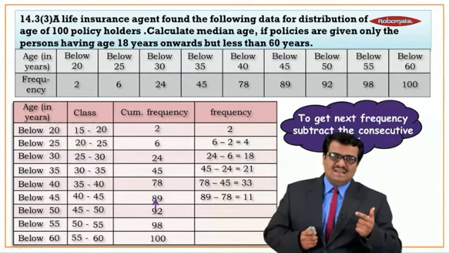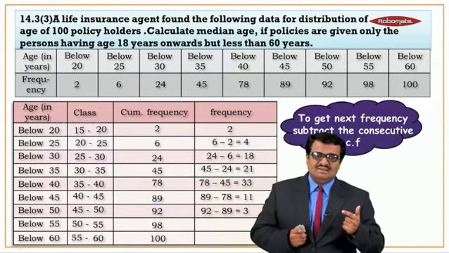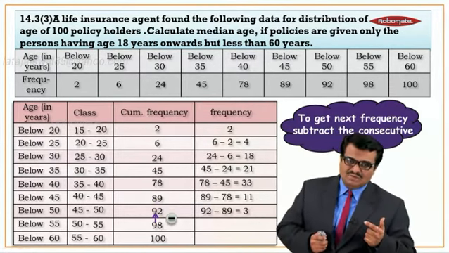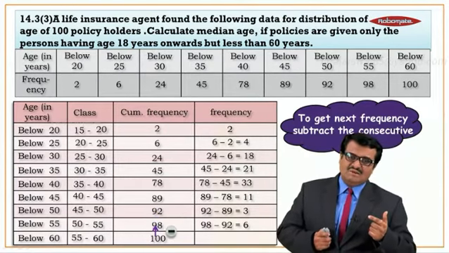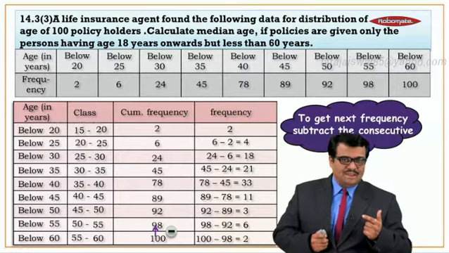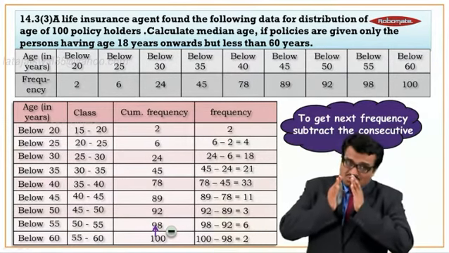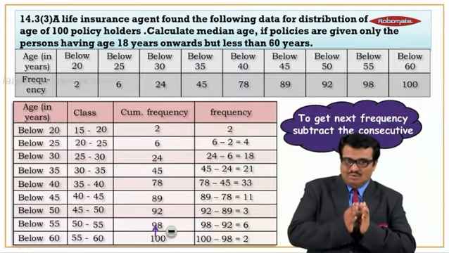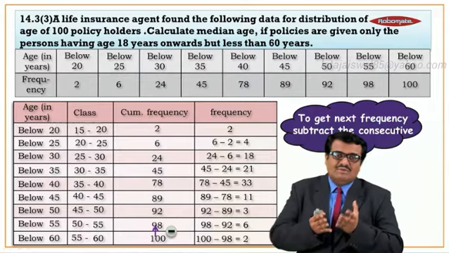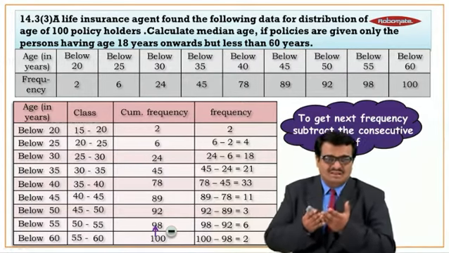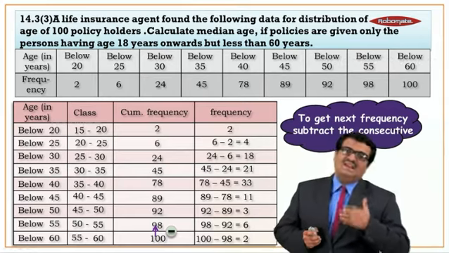92 minus 89 gives you the next, that is 3. 98 minus 92 gives you 6. 100 minus 98 gives you 2. So this way we got all the frequencies. Now we have our normal grouped frequency distribution table along with the cumulative frequency that is already given to us. So whatever we require to calculate the median, we have it right now. Correct? Now we can use the formula and get the median.